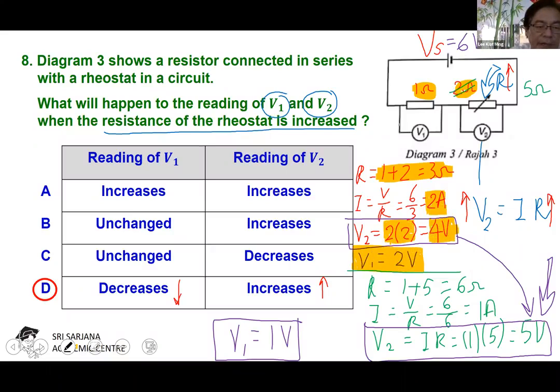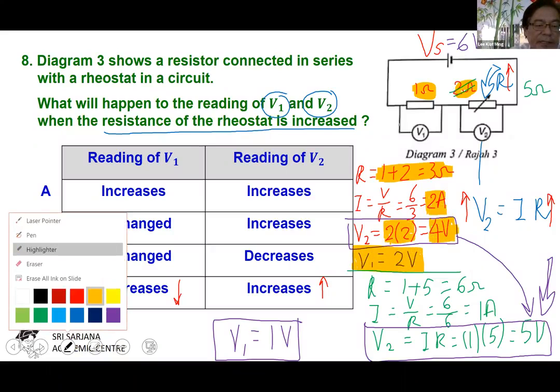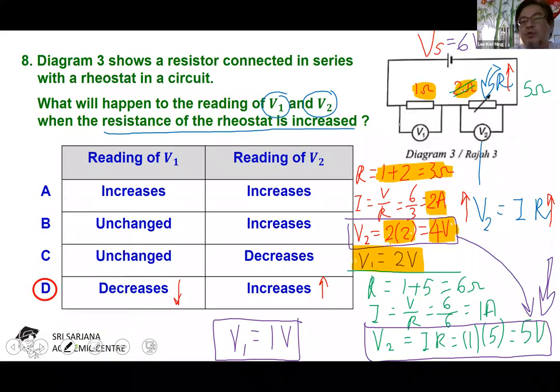And now I am increasing the resistance of the rheostat. This is a rheostat, do you see there's an arrow there? I increase from 2 ohm to 5 ohm. So I recalculate. When I recalculate, you notice that 1 plus 5, I highlight in yellow, gives me 6 ohm. So my current will be 6 over 6, I get a 1. So again, I'm going to calculate V2.